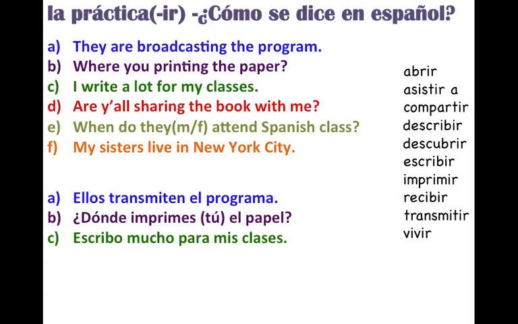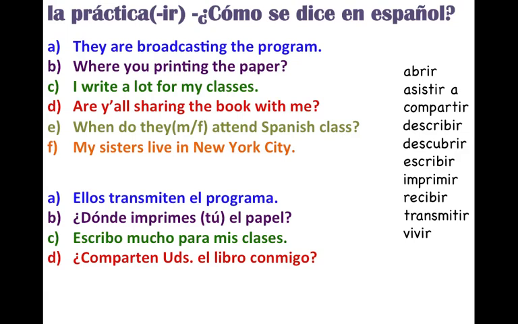D. Are y'all sharing the book with me? And with me is conmigo, one word, conmigo. Are you all sharing the book with me? ¿Comparten ustedes el libro conmigo?